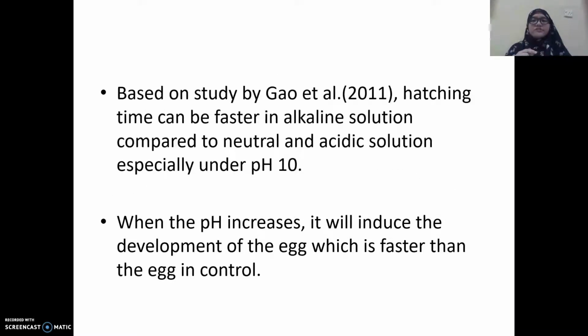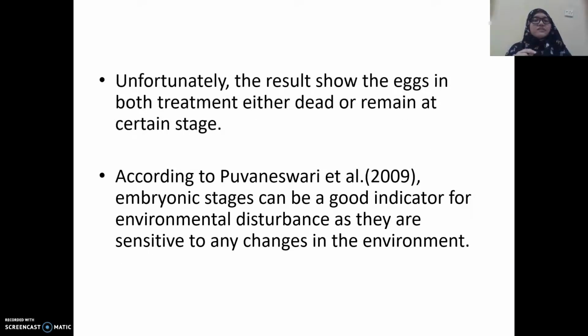Based on a study by Go et al., 2011, hatching time can be faster in alkaline solution compared to neutral and acidic solution, especially under pH 10. When the pH increases, it will induce the development of the egg, which is faster than the egg in control. Unfortunately, the result shows that the eggs in both treatments either died or remained at a certain stage.